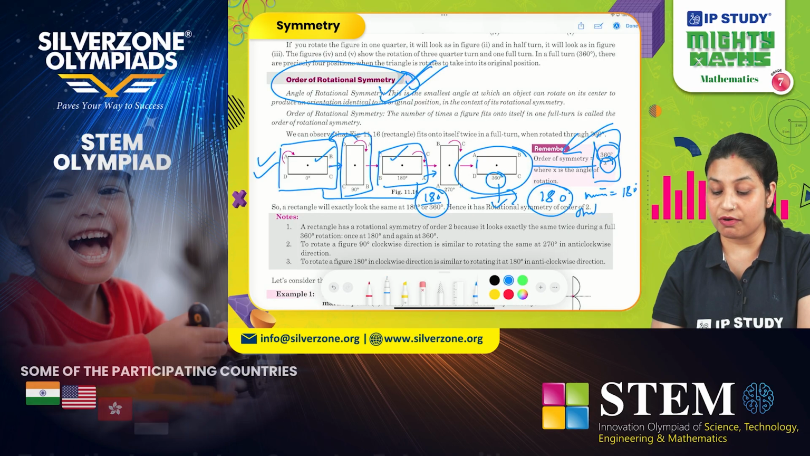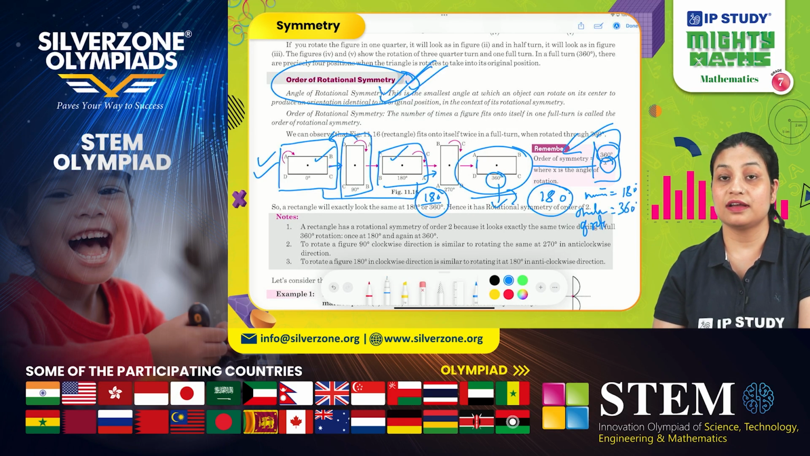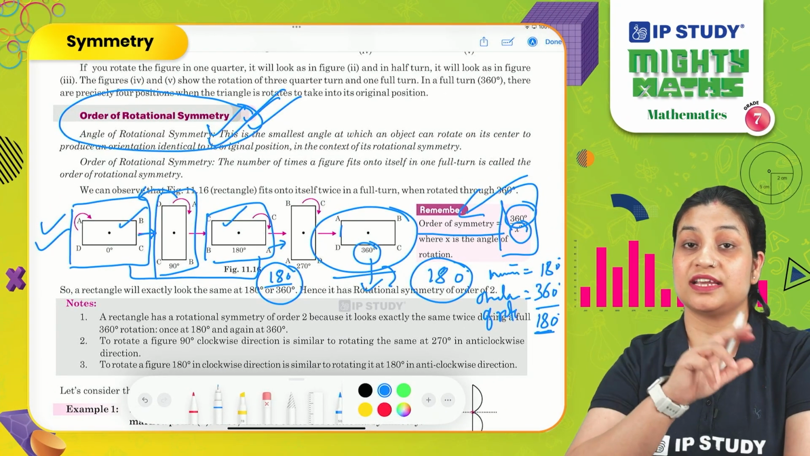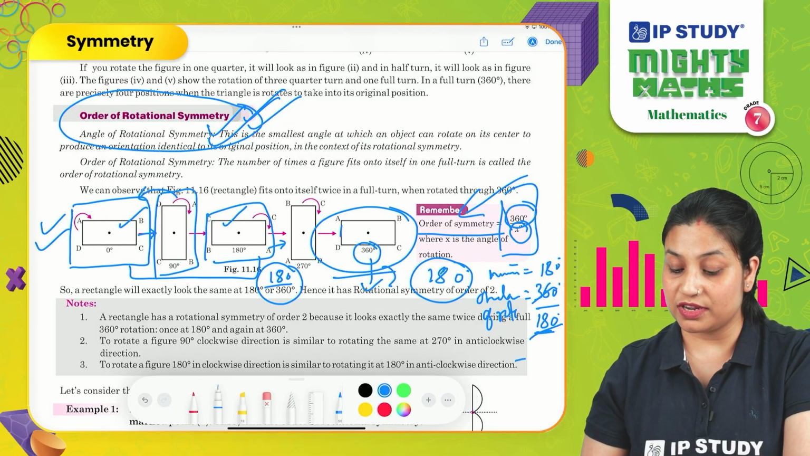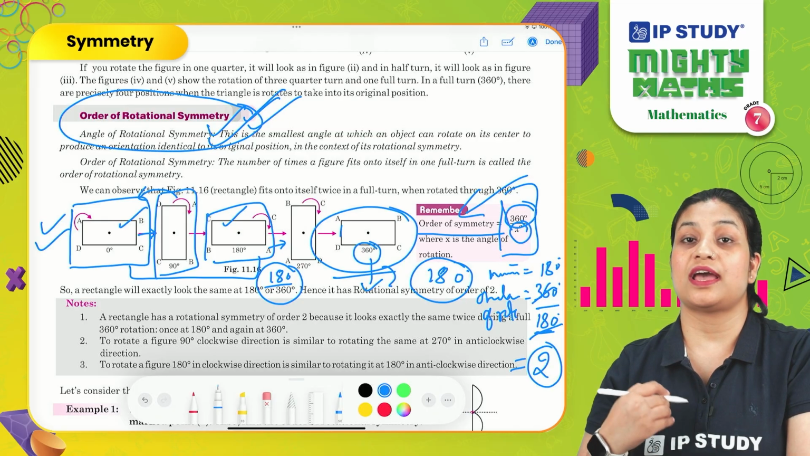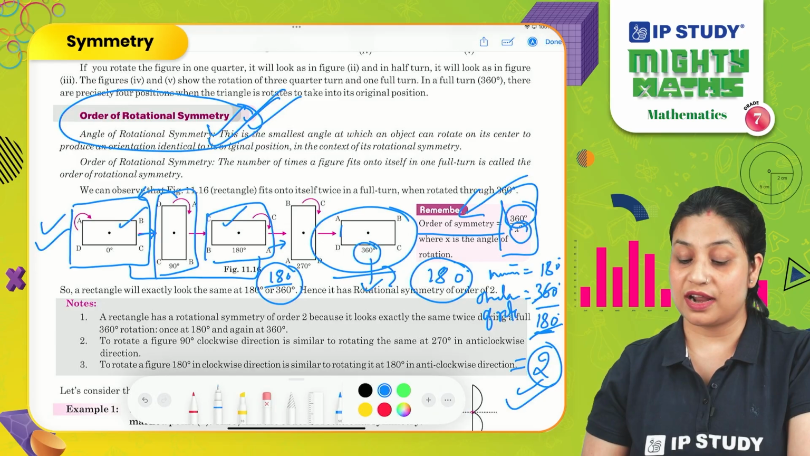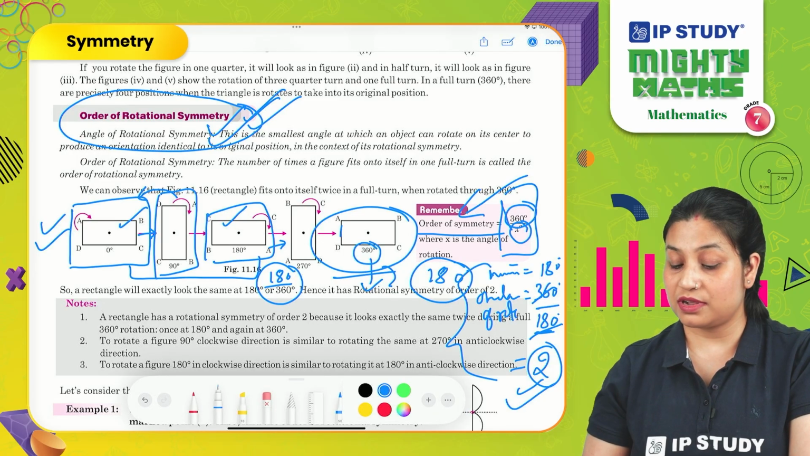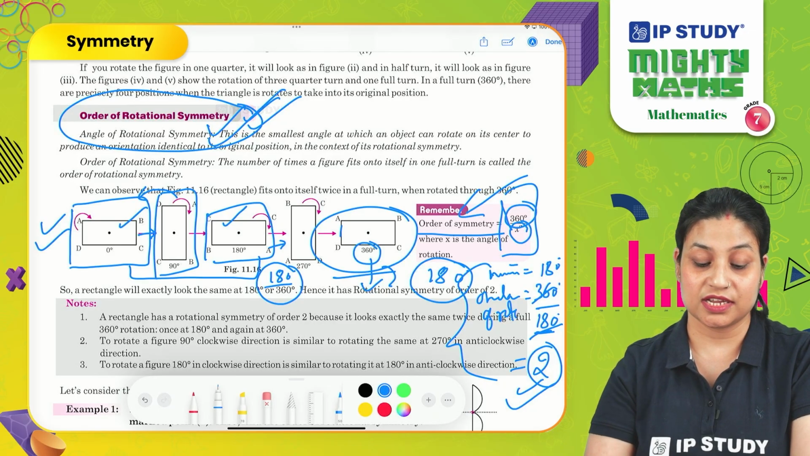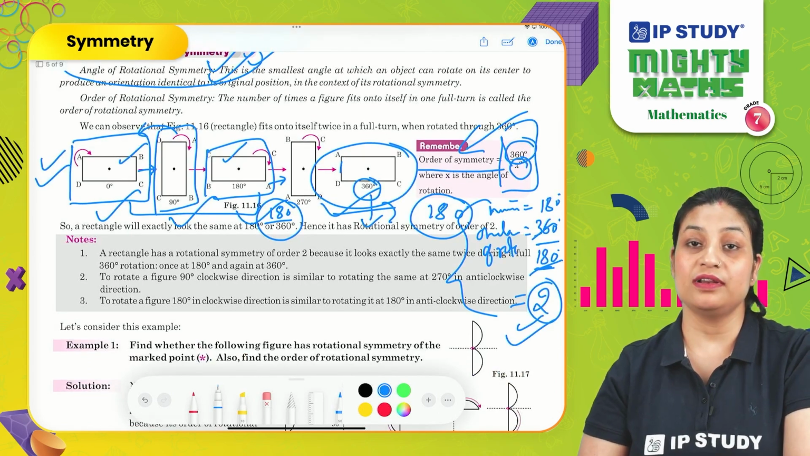Now, in order to find out order of rotation, what I will do, I will divide 360 degree by 180 degree, because this is the minimum angle at which I get the same shape, right? So if I do so, what I will get is 2. So if I ask you what is the order of rotation for a rectangle, then your answer will be 2. And it is shown over here how to find out order of symmetry for this rectangle, the example we have taken over here. So I hope you have understood this example very well.